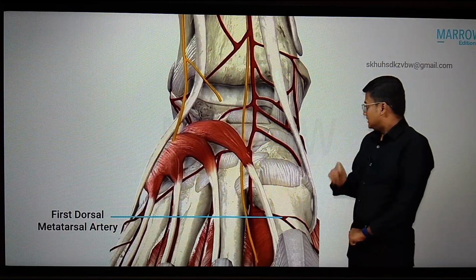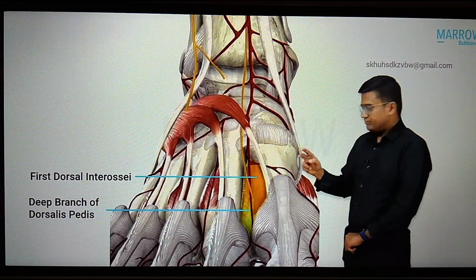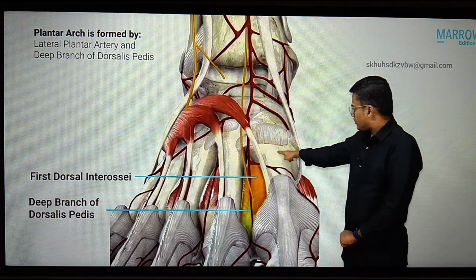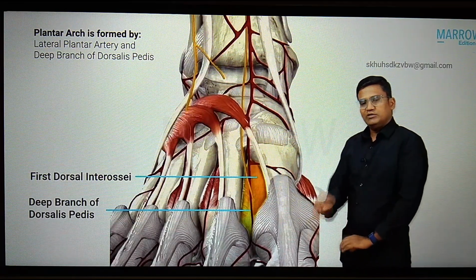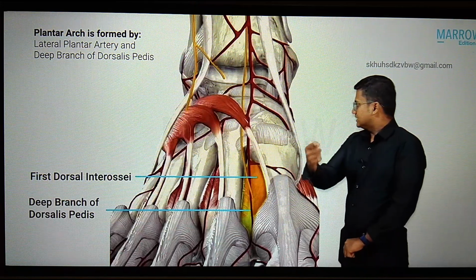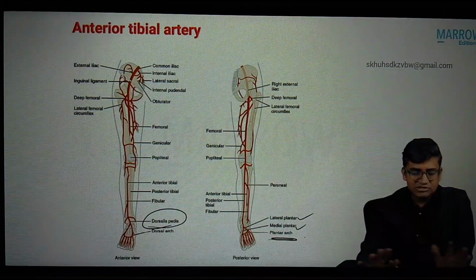What is the muscle there? Our dorsal interosseous. Now, the dorsal interosseous has two heads. The dorsalis pedis artery passes through the gap between the heads of the dorsal interosseous and then enters the sole. Now, in the sole, the dorsalis pedis artery joins with the lateral plantar artery and completes the plantar arch. Okay, right. So these are the points you have to know in the arteries of the lower limb.